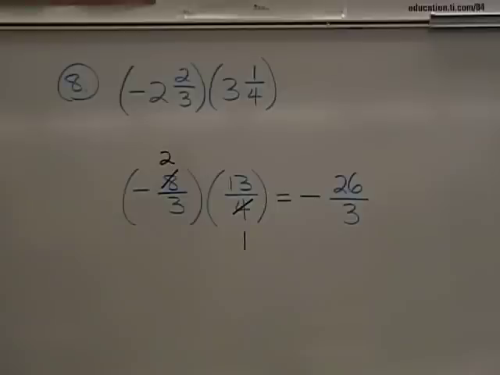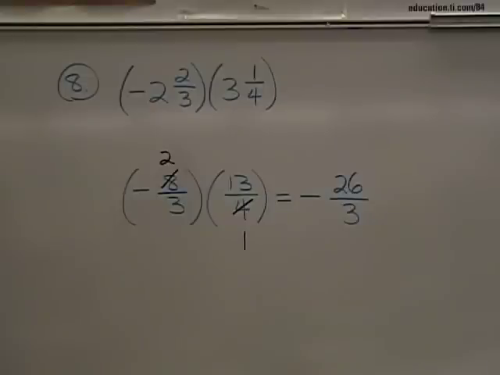And as you can see, we cross canceled the 4 with the 8. 4 goes into 8 2 times. So that means for our final answer, in the numerator we have negative 2 times 13, and in the denominator we have 3 times 1. And that means our final answer is negative 26/3.